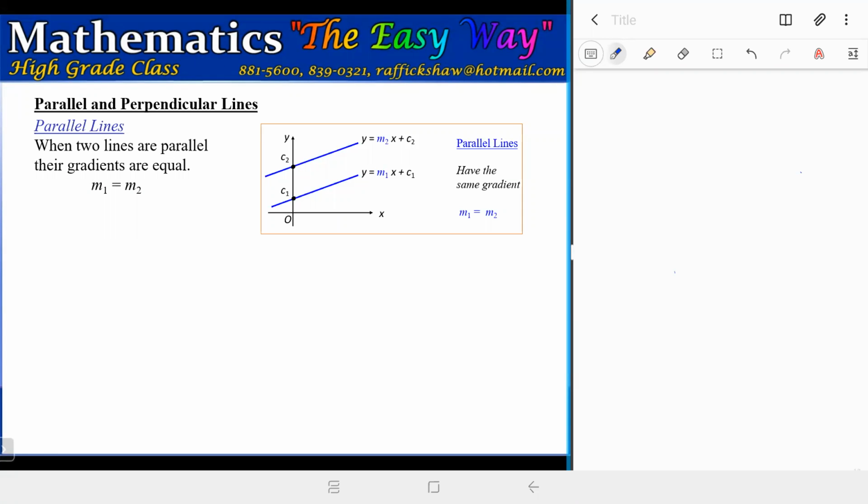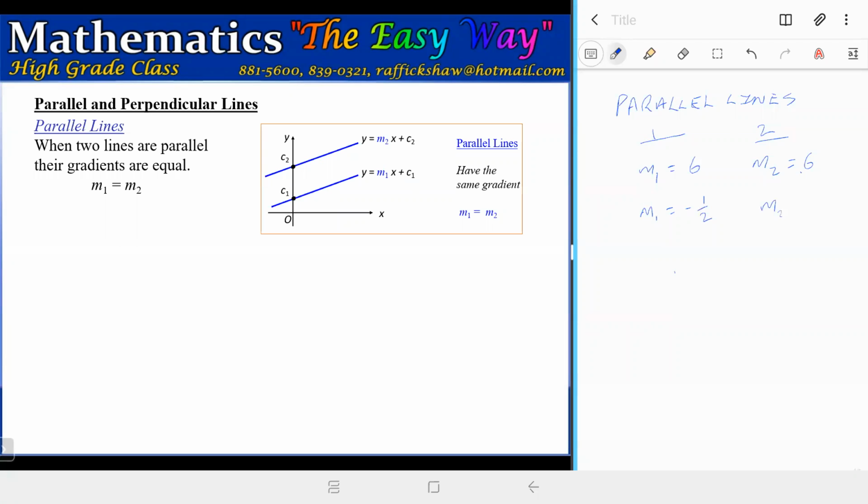When two lines are parallel, their gradients are equal. So the gradient of one equals the gradient of the next one. All right. So if I have parallel lines, line 1 and line 2. If the gradient of line 1 is equal to 6, then the gradient of line 2 is also equal to 6. Simple as that. The gradient of line 1 is negative half.